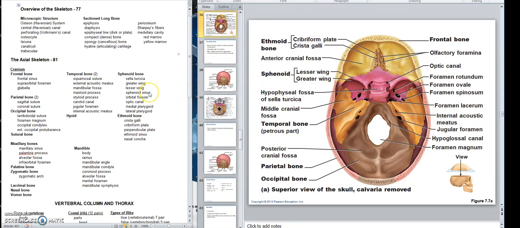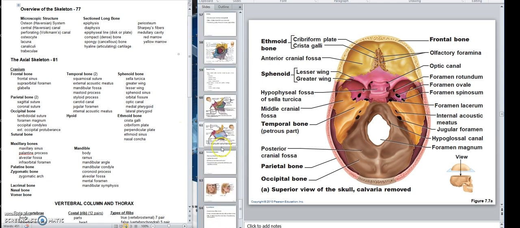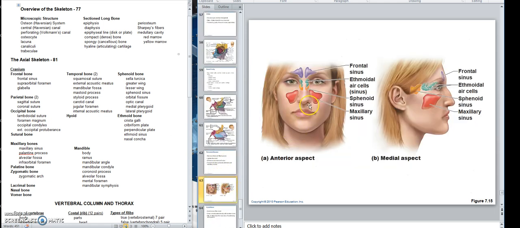The sphenoidal sinus, remember that was a hollow space. Remember we showed the frontal sinus? So I come back and let me see if I can find it. So right here is your sphenoidal sinus, another hollow space covered by a mucous membrane.